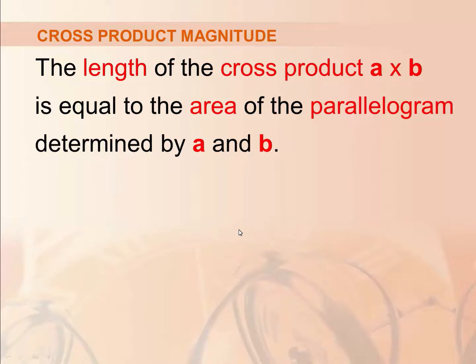Okay, the length of the cross product A cross B, meaning the magnitude of A cross B, is equal to the area of the parallelogram determined by A and B. And we took this and did applications on it.